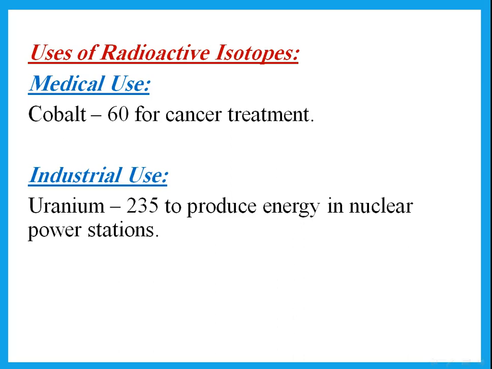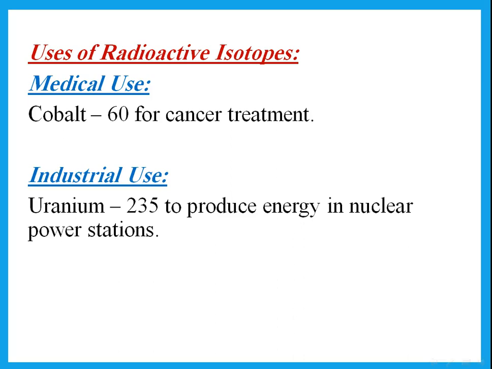But there are some uses of radioactive isotopes. So you should remember one medical use and one industrial use of radioactive isotopes. The one that I usually say as the medical use is cobalt-60 for cancer treatment. Please mention the isotope and its use. So if the question says mention a medical use of a radioactive isotope, I wouldn't just write cancer treatment. I would write cobalt-60 for cancer treatment.